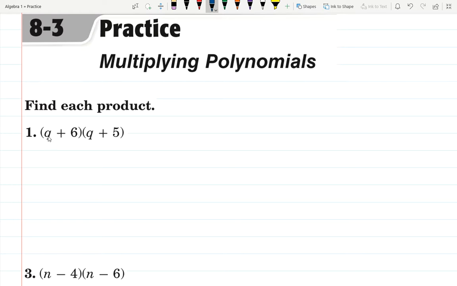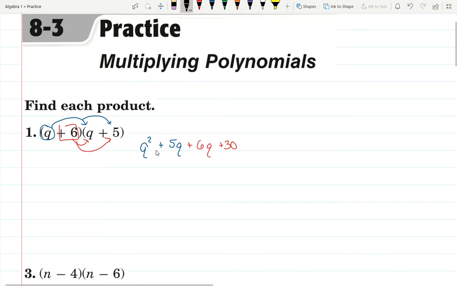The way we're going to do this is just to take the first term and multiply it by everything in the next one. So, for example, we'll have our q, and we're multiplying it by the q and the 5. So q times q is q squared. Q times 5 is plus 5q. And then we'll take the second term here and also multiply it by everything in the next set. So the 6 will be multiplied by the q. So 6 times q is 6q. 6 times 5 is 30.